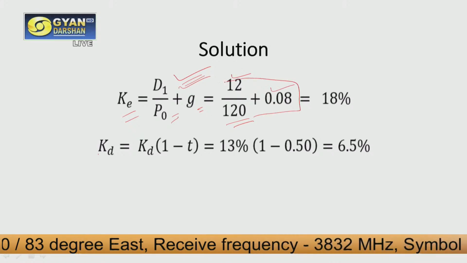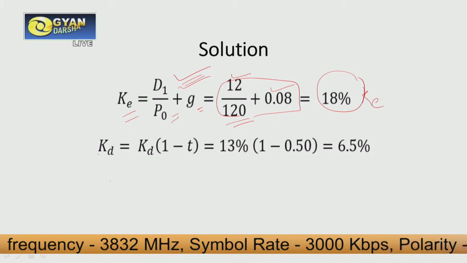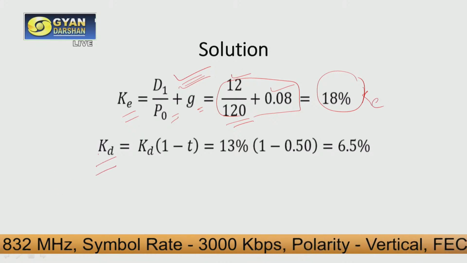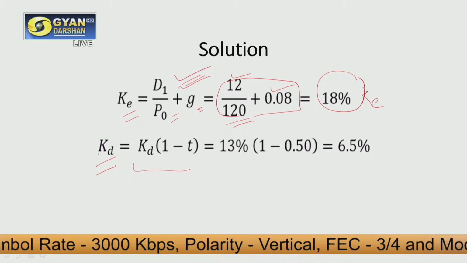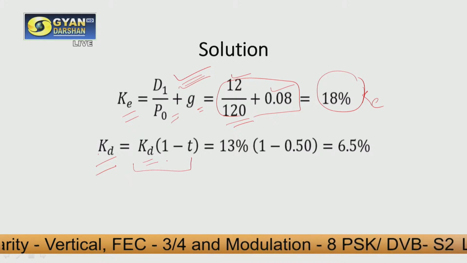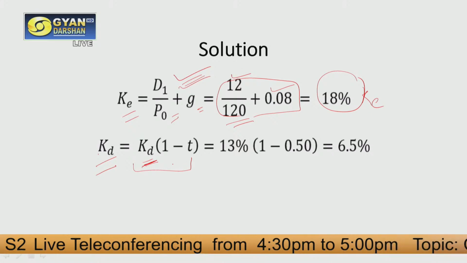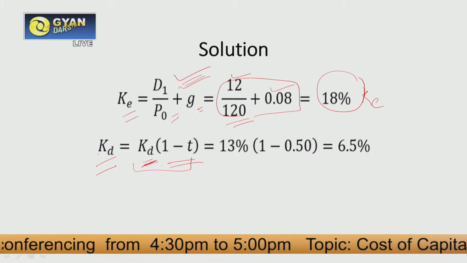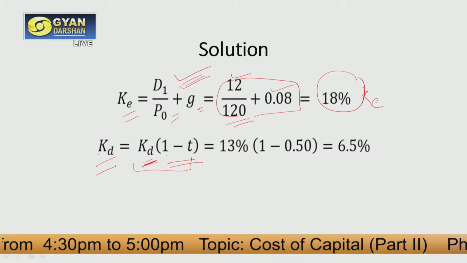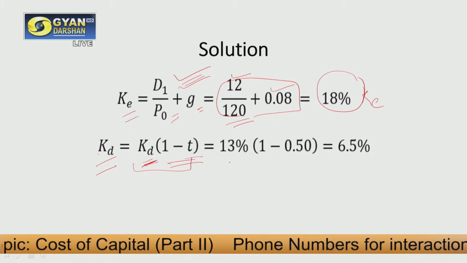By solving this portion, we get our KE, which is 18% in this case. We also need cost of debt. Cost of debt is given because it was written in the question that these are 13% debentures. So that means the debenture KD is 13%. But since debenture gets the advantage of tax, we need to deduct the tax value from this. So our KD multiplied by 1 minus T. Okay, this has to be used to calculate our cost of debt.